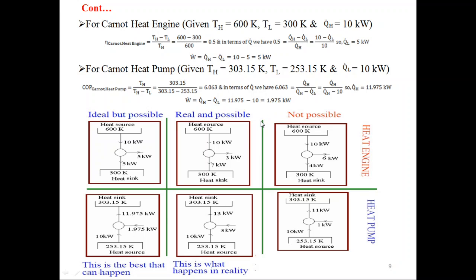we need to supply. So you can see in the first figure, ideally but possible, this is the best that can happen. In the second, we are supplying the value of work 3 kilowatt, which is more than that of the 1.975 kilowatt. So this is real and possible, and this is what happens in reality. But if you supply value of work less than 1.975 kilowatt, that is 1 kilowatt, then this type of heat pump is not possible.